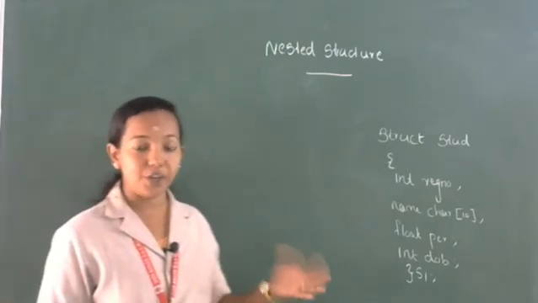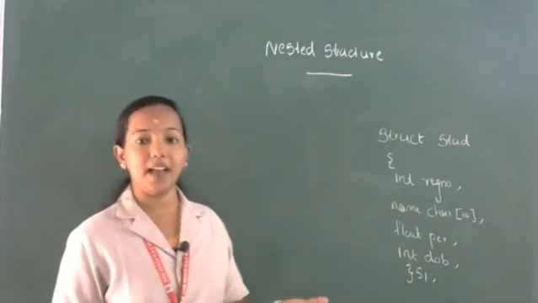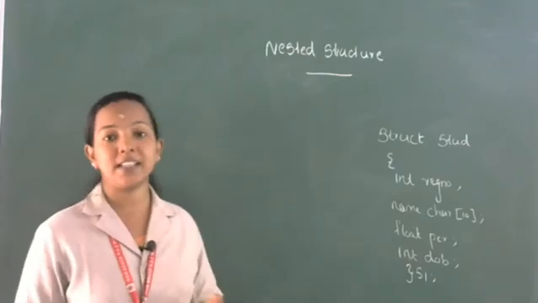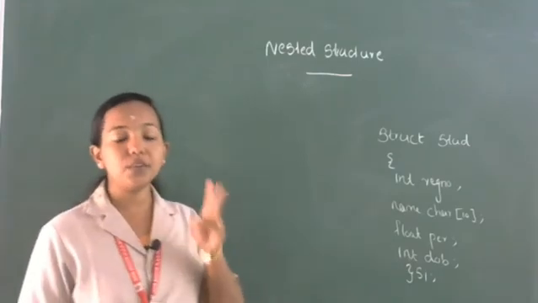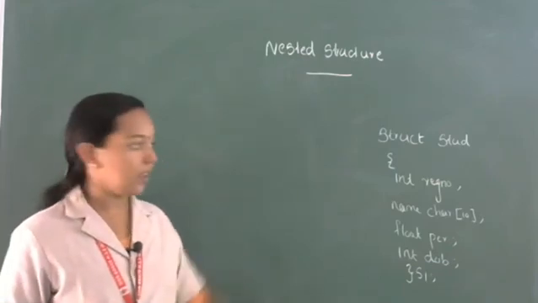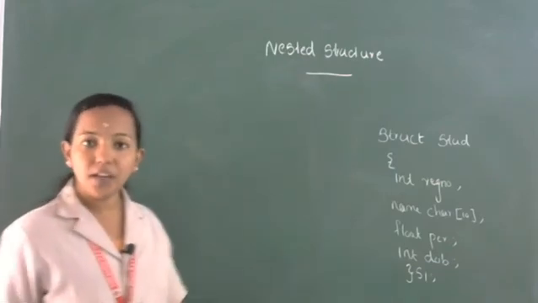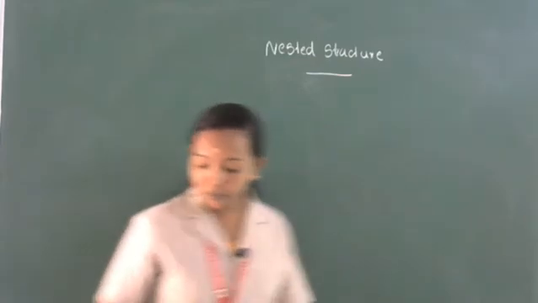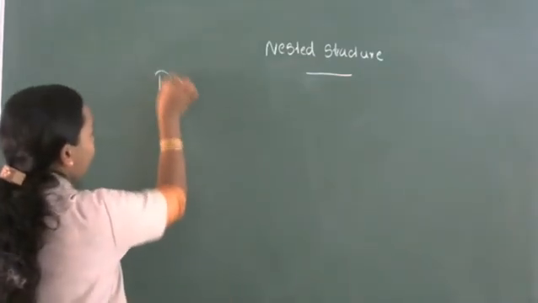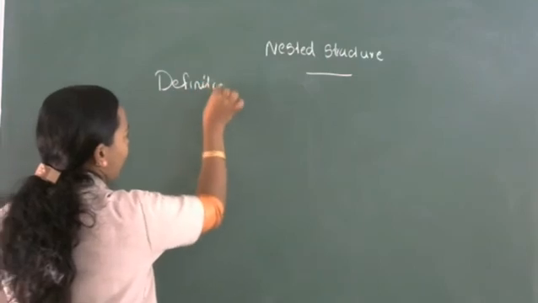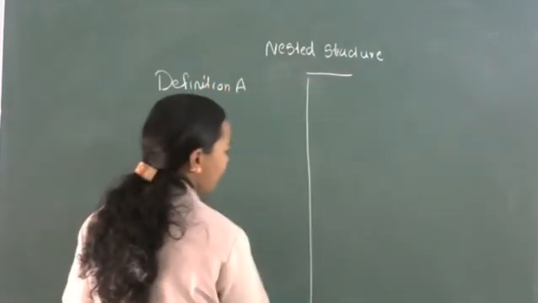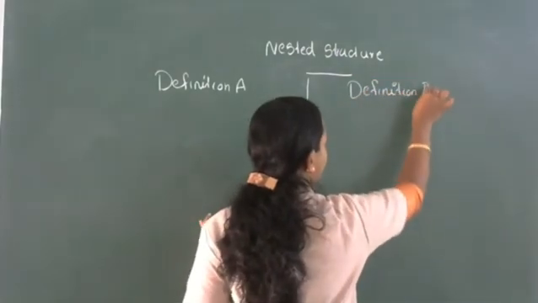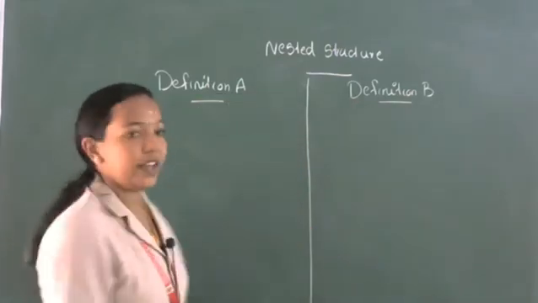Hope you understood the definition. Nesting of loops means a loop contains another loop. Like that, a structure containing another structure is known as a nested structure. Here I am going to give two separate definitions for a nested structure. The same student structure I am going to rewrite, and then declare a structure variable with two definitions: definition A and definition B.